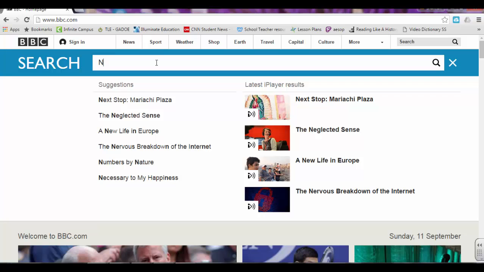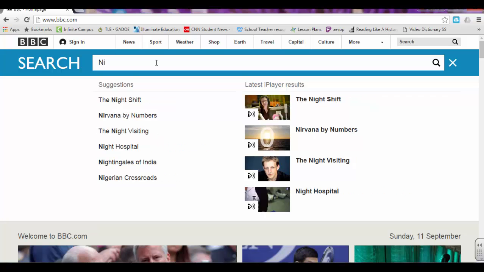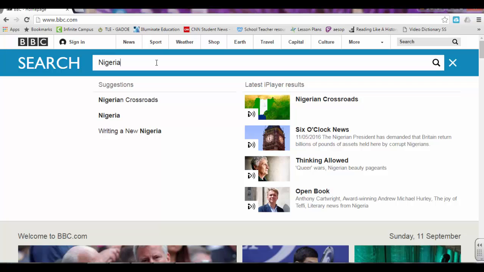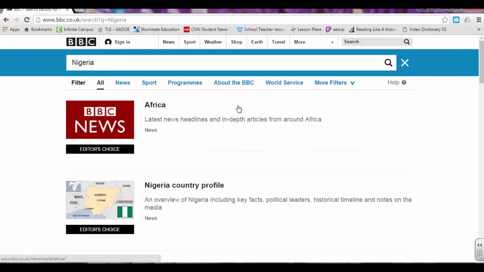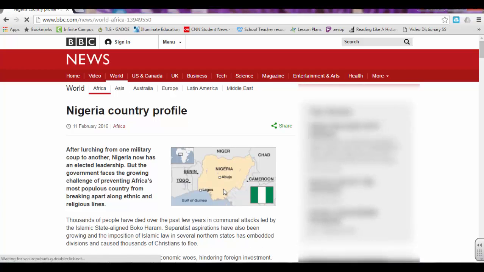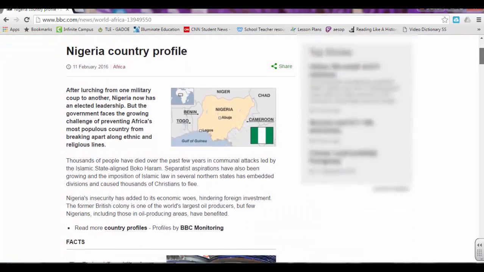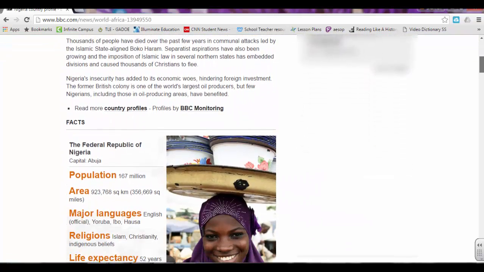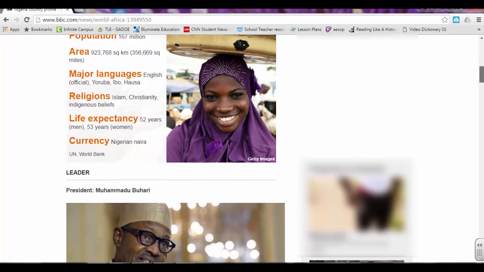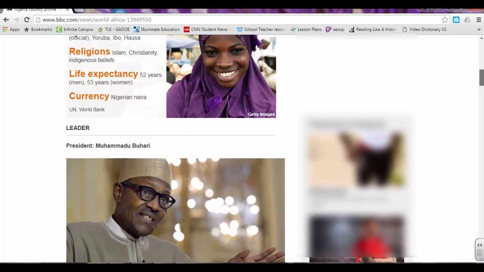The BBC website obviously has a ton of information, but using their search bar, I searched Nigeria, and several things come up. One of them is the Nigeria country profile. This is what we want to look at today. As you scroll down on this page, you'll see a lot of information about the country as a whole. Some information about population, religion, life expectancy, their current leader.